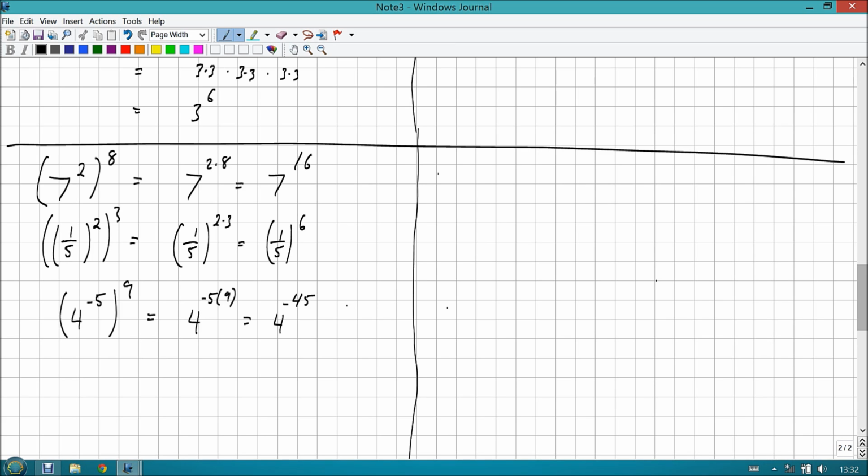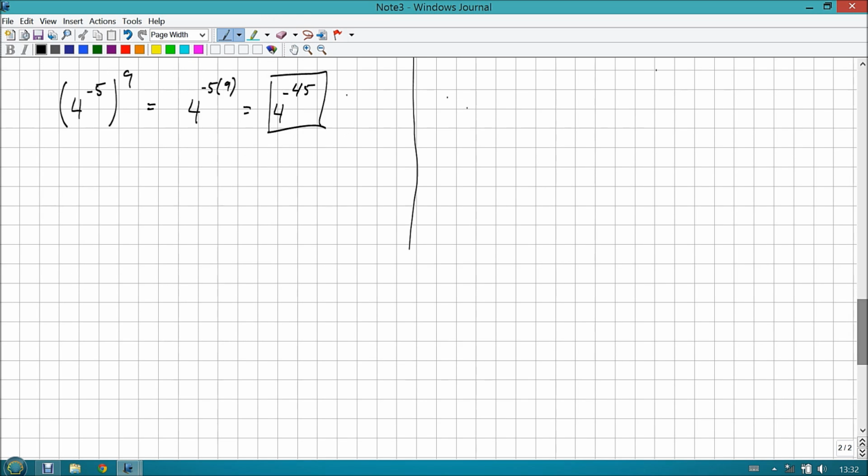Easy as pie? Absolutely. And by the way, you should just leave them as this. Don't try to plug that into your calculator. I'm not even sure if your calculator can do 4 to the negative 45th power. That's a huge number. Actually, that's a really, really small number. You would probably just send it down to 0 or something.